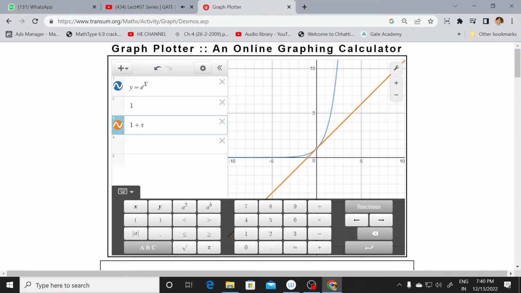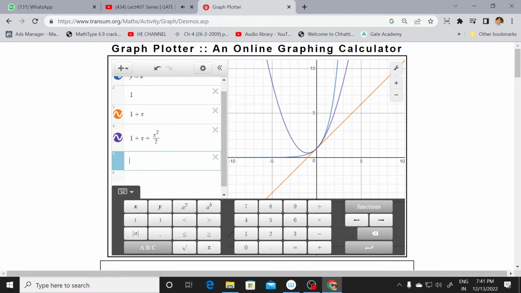1 plus x. And then I take 1 plus x and then x square divided by 2. So here comes 1 plus x, and here goes x square divided by 2. And you can increase the number of terms associated with its running polynomial, and you will be getting a better answer as well.